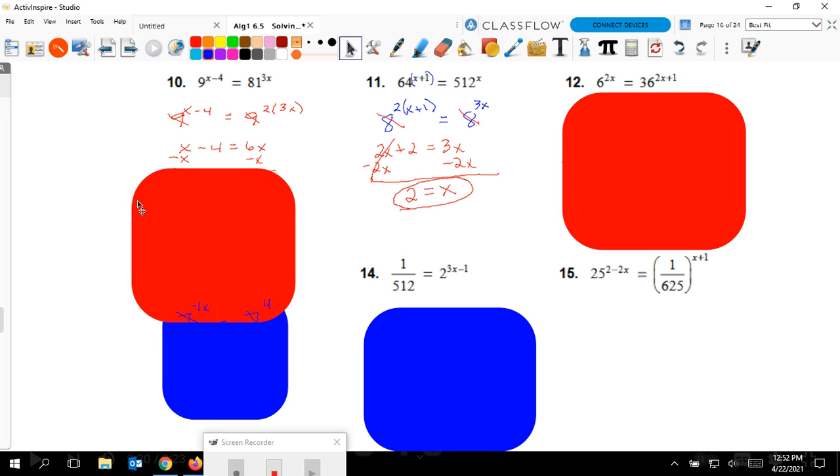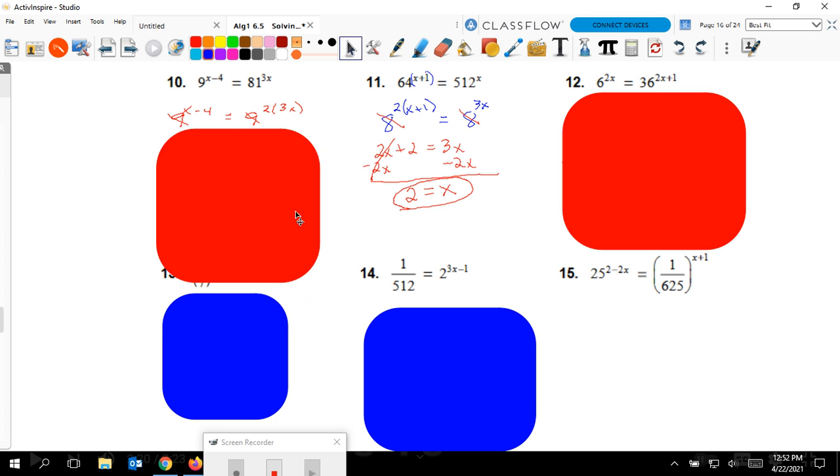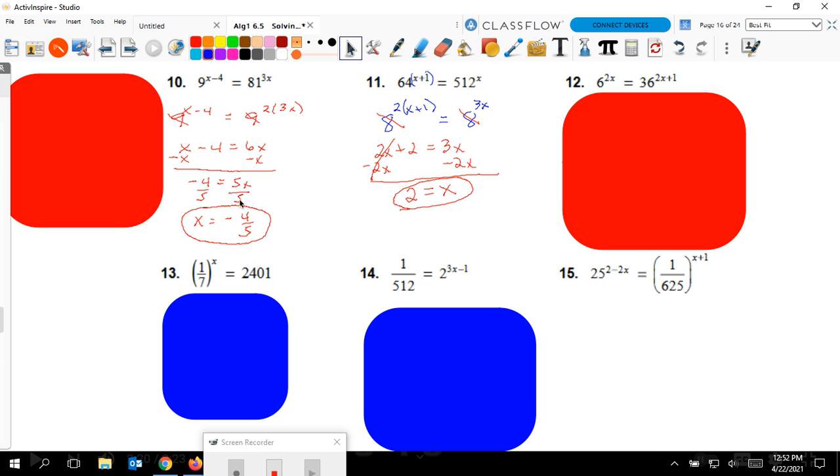-4 on the left side and a 5x on the right side. And so you can see here, I'll just move this all the way off over here. So we can see now we're going to be dividing by the 5 because we got to get x by itself. Divide by 5, -4 over 5 is our answer. So x is equal to -4/5.